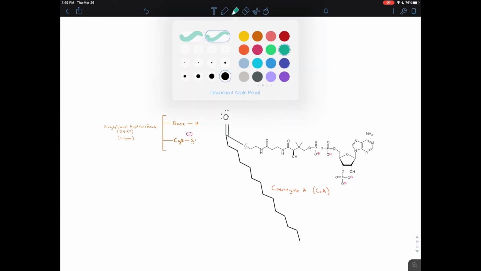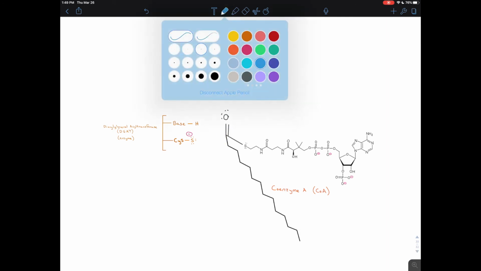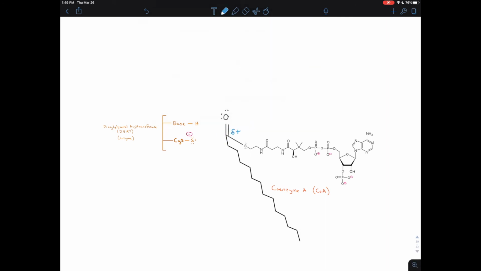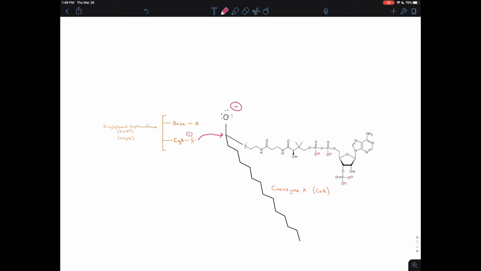I'm sorry, of our fatty CoA. This carbon right here has a slightly positive charge, so it's an electrophile, and the sulfur is going to be attracted to it, so it'll smack into that. The weakest bond, the pi bond, is going to break. The electrons will go up onto that oxygen. So that oxygen now has 3 lone pairs, and therefore a full negative charge. And the sulfur will be bonded to it.